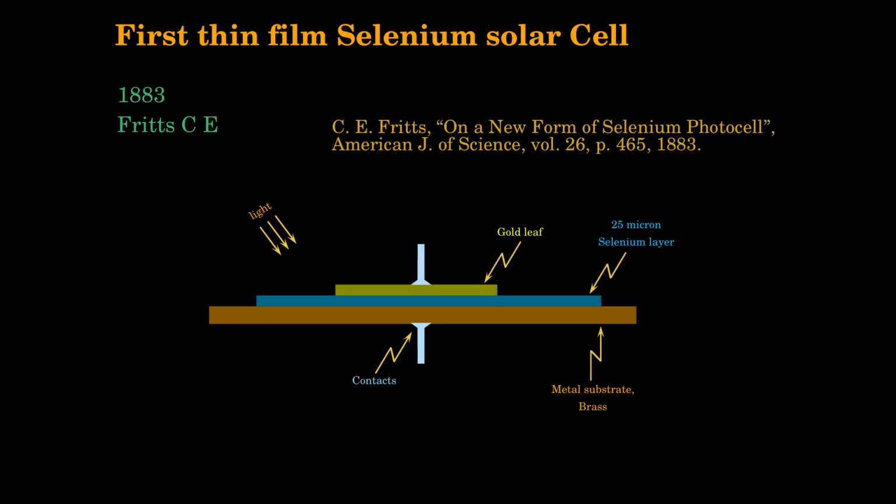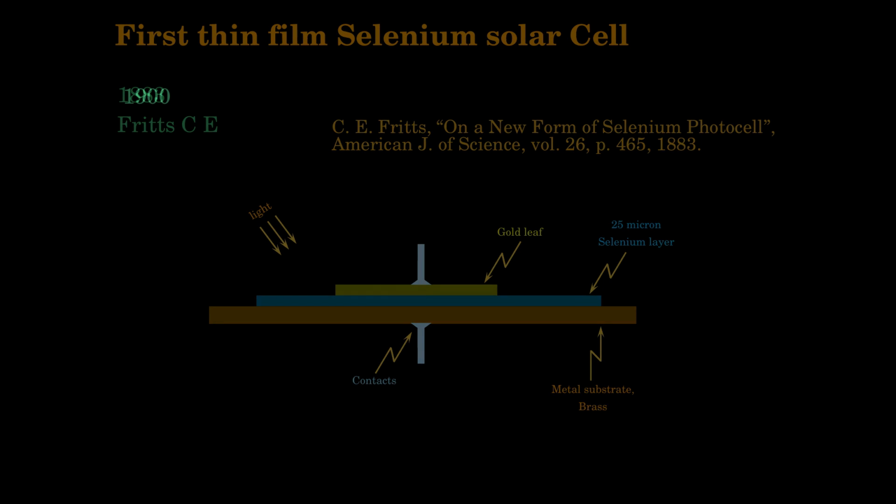The Fritts thin film selenium solar cell, even though it was demonstrated and performed well, the researchers were skeptical about it. Even though the experiments were reproducible and repeatable, they were not clear about the theory. Because at that time, the classical physics was not able to answer the underlying theoretical principles of the operation of the solar cell. In 1900, something revolutionary happened. It was the birth of quantum mechanics.